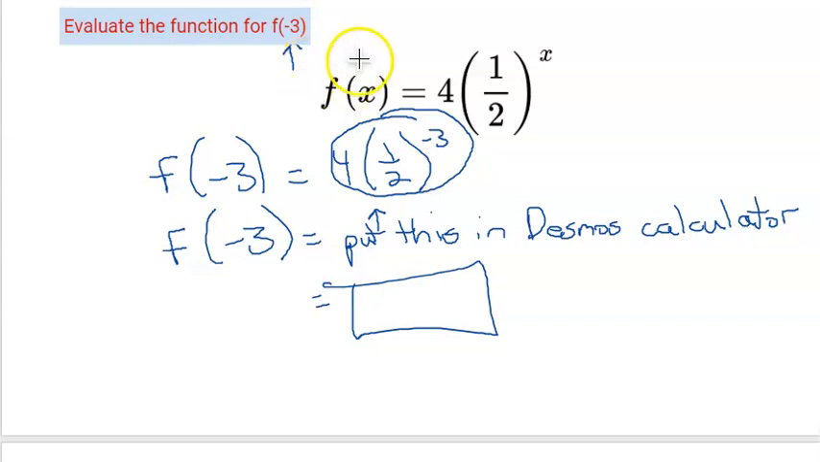Evaluate means when x or whatever variable they use is this number, what's your answer? That's what they're asking you to do.